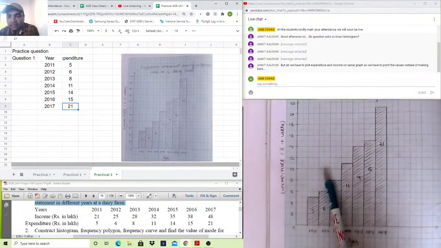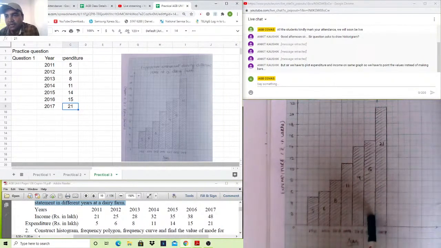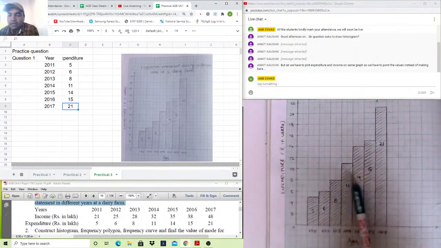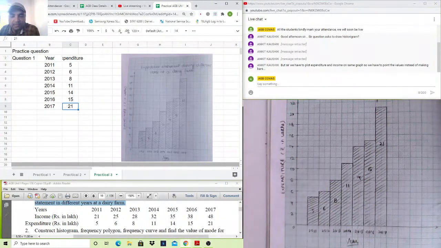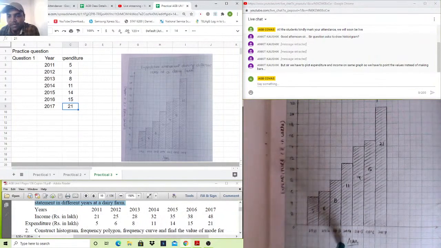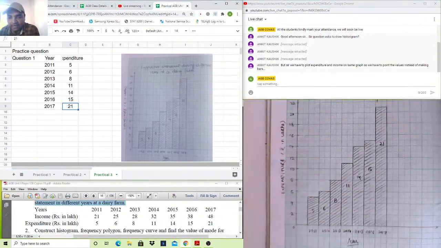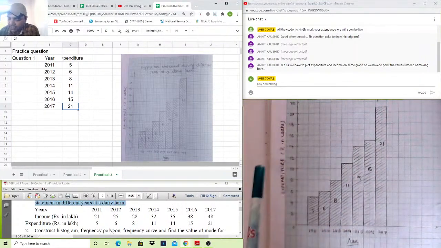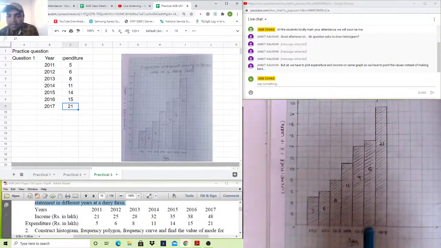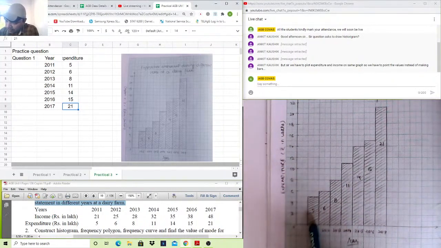Then, rightly said, he has told that we have to plot the expenditure and income on the same graph. Of course, this can be taken up on the same graph, and he has rightly said, but I have not taken up the second part. That is why I am telling you that you have to make it your own practical manual. I am only taking up the expenditure in lakhs. But when you make this, you have to take both the things side by side, that is, income and expenditure side by side.